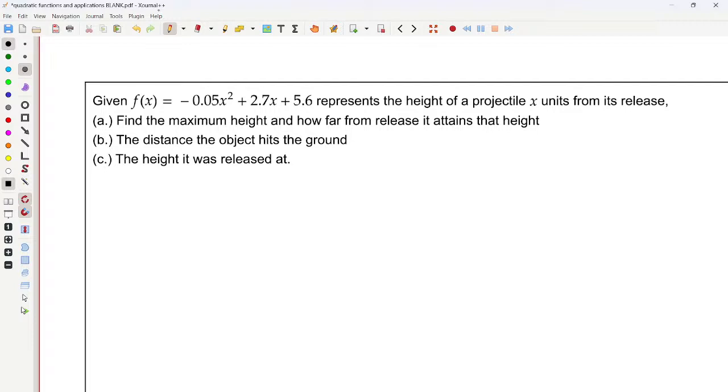So one application, obviously, is to look at some scenario that says, all right, here's a function that gives the height of a projectile x units from its release. So something's probably being fired, boom. So the x here will tell you how far.